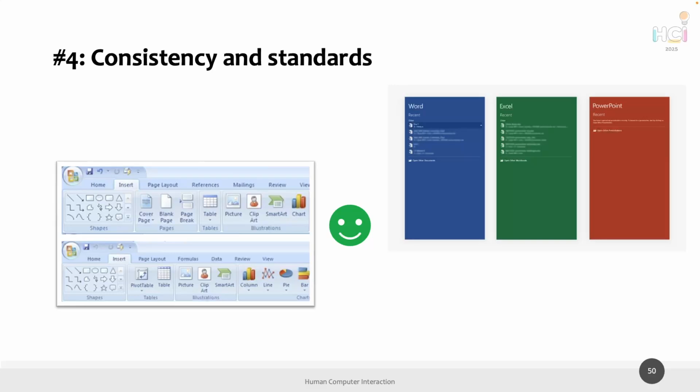Here we have 2 or 3 different Microsoft apps. This is an old version, this is probably the new version. But there is consistency, right? So if you learn how to use Word and insert a shape on Word, you are probably able to insert a shape on PowerPoint too, because there is consistency across a family of software. And so that's definitely a good example.